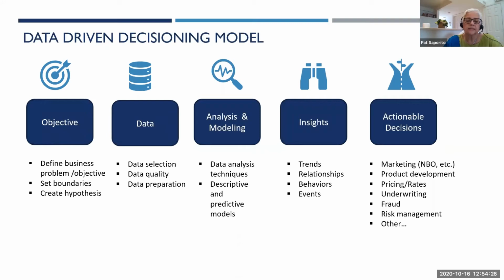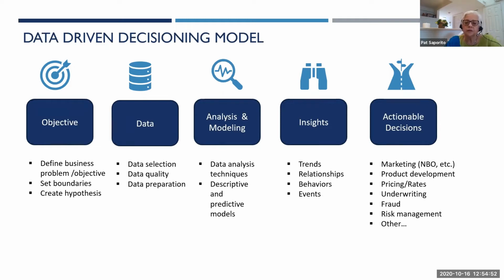And last but not least, in the data preparation, right? So how is that data prepared? How is it to be used for the modeling? So that's the next steps, our analysis and modeling, and we could use a variety of data analytics techniques. It's picking the most appropriate one. And then taking a look at both descriptive and predictive models, because there's a place for both, right?